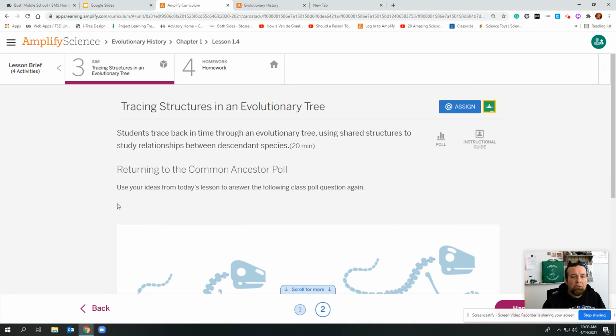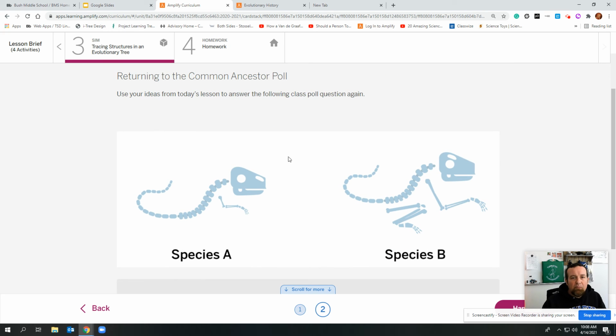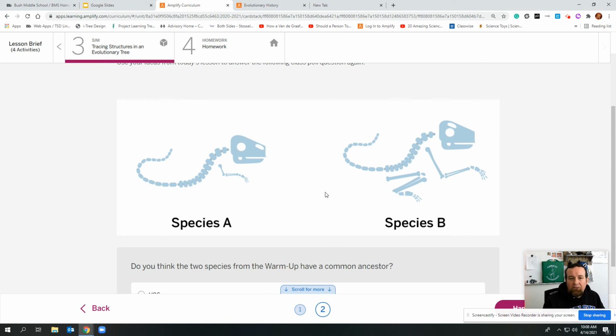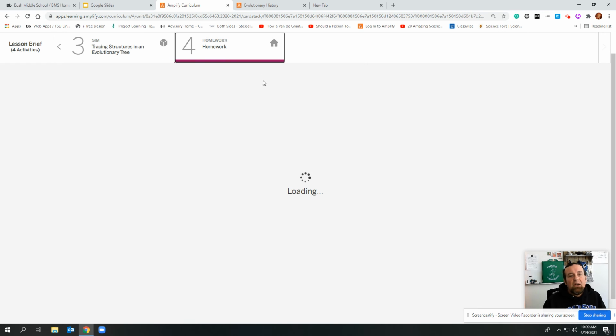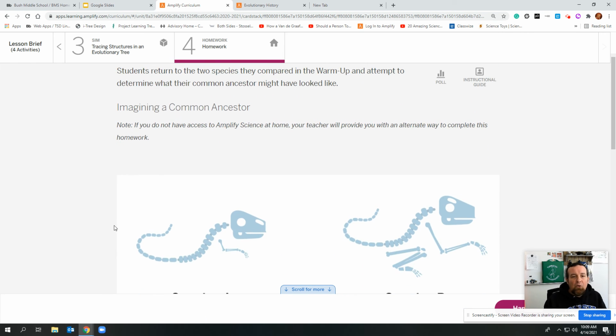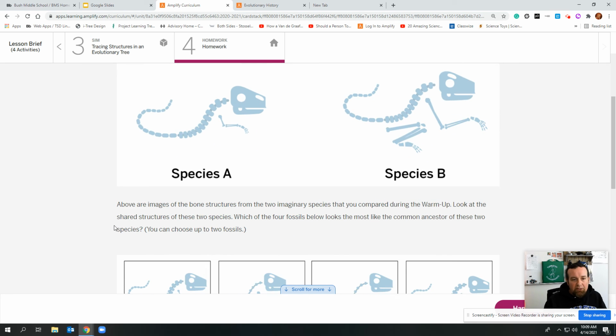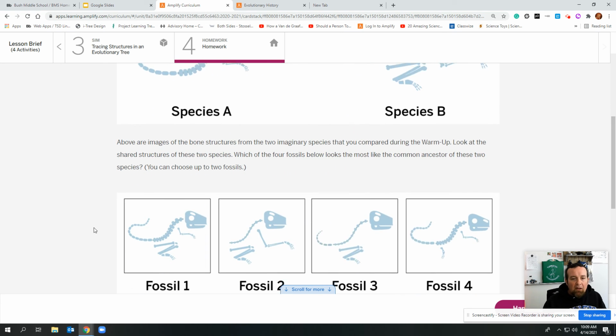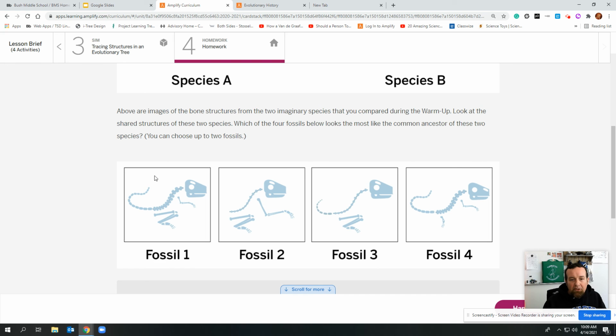You're going to go on to page 2. So we're going to use our ideas from today's lesson to answer this question, which we kind of already did in our warm-up. Do you think the two species from the warm-up have a common ancestor? And again, I know we're early on this, but our thinking should be yes. They share a lot of the same structures. Last but not least, we are going to go to our homework section here. What we have is we have our species A and our species B from the beginning of the lesson and throughout. And now we have some friends down here.